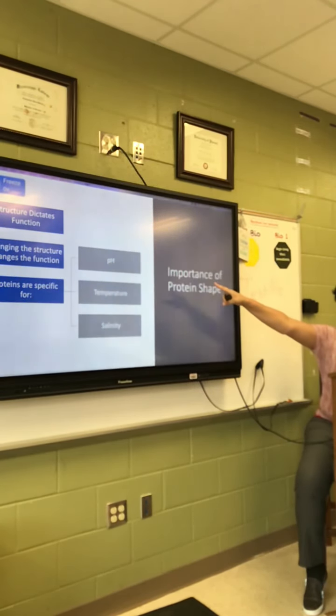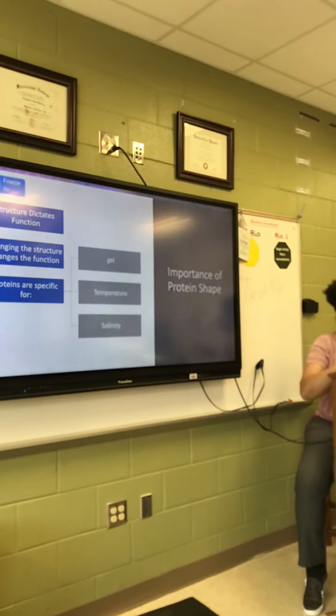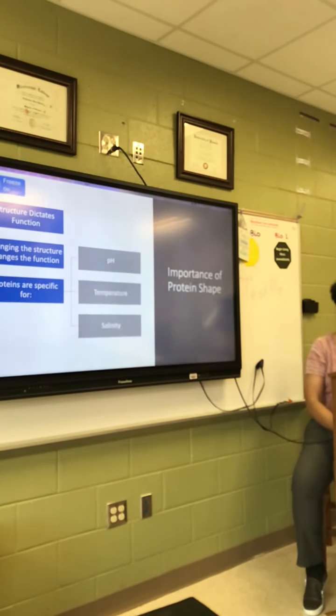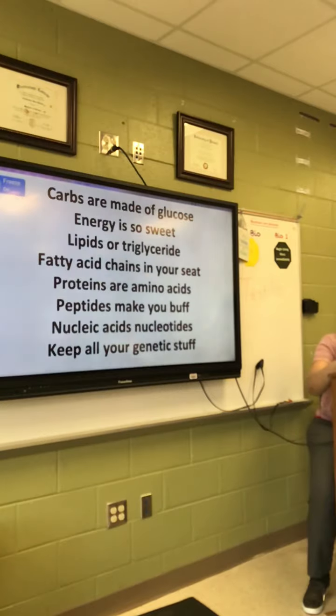If I change the pH too much, my protein begins to unfold. If it begins to unfold or denature, then what has happened to it? Will it continue to work properly? No, because when you change the structure, you change the function, because structure dictates, and what does the structure dictate? Change the structure. Good job, change the function. All right, so we're almost done.